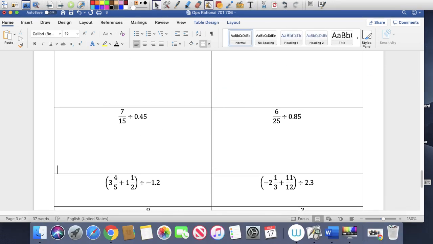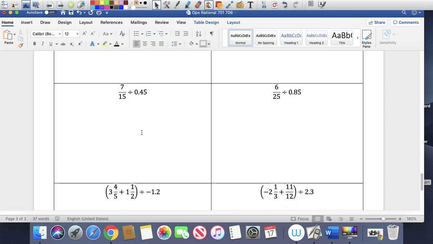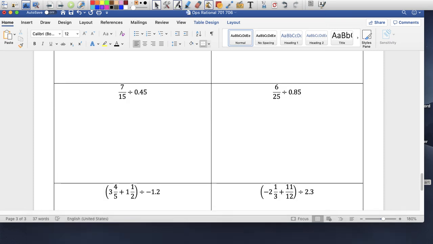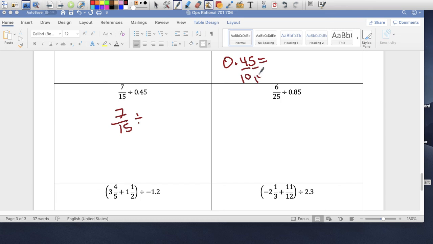Okay, so again, same thing, but this one now, 7 over 15, I know how to change that to a decimal. Okay, so I would probably leave that and change the 0.45 to a fraction. 7 over 15 divided by, and then let's think about what 0.45 is. If that says 45 cents, and cents is over 100, right? Or if you look at the decimal place value, the 4 is in the tenths, the 5 is in the hundredths, so this is going to be something over 100. In this case, 45 over 100. And you can write it like that.